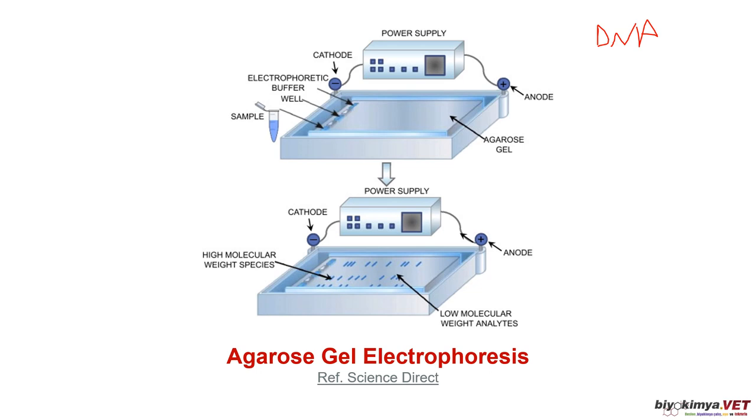Let me explain the overview of the process briefly. The first step is the preparation of the gel. And here you see the agarose gel. We define agarose as a polysaccharide extracted from seaweed, and it is mixed with the buffer solution and heated until it dissolves. The hot liquid agarose is then poured into a casting tray, as you see here, where it solidifies to form a gel with small wells or slots at one end.